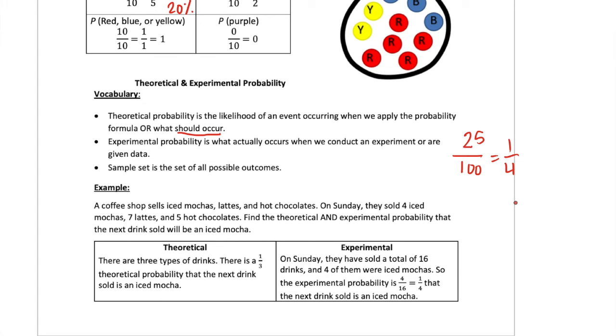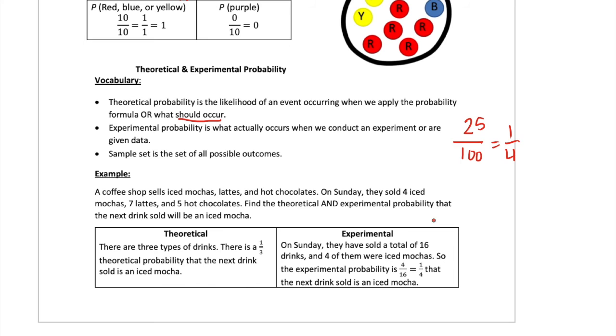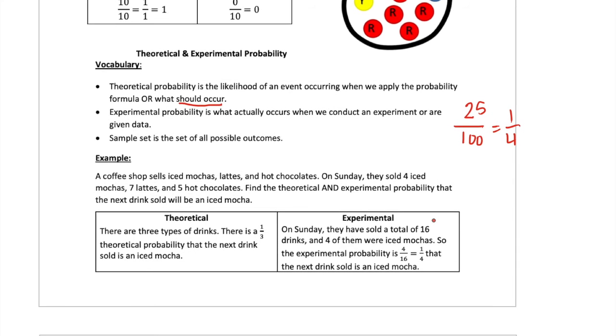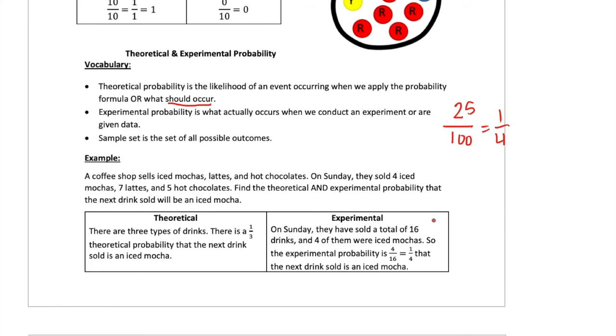Those probabilities can be different. So theoretical is what should happen in theory or what should occur, whereas experimental is based on the experimental data. So once you actually do the experiment, this is what the probability then becomes. So it's important to kind of know the difference between that language so that when you're asked questions for theoretical versus experimental, you know which one they're talking about.